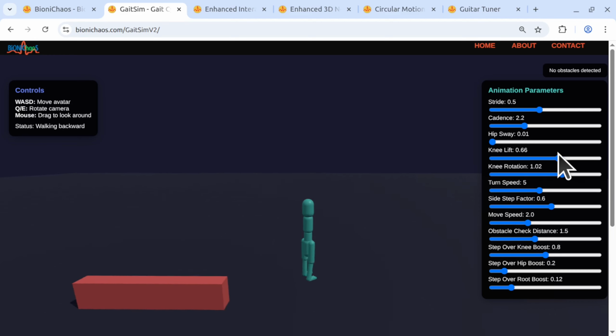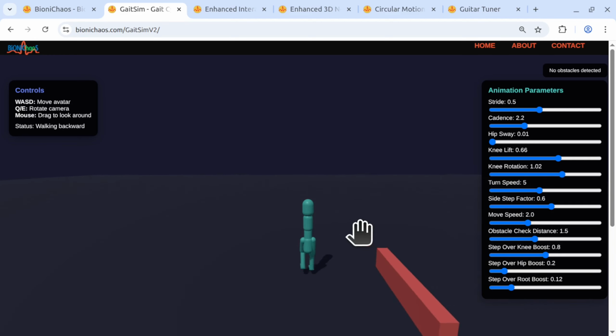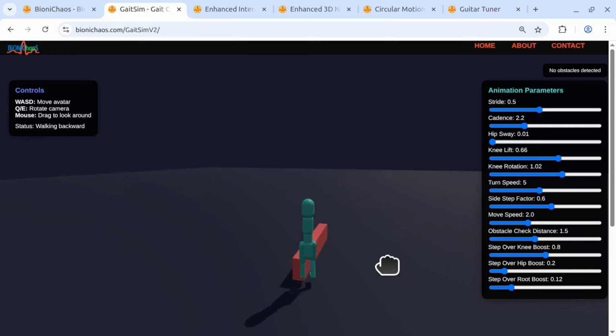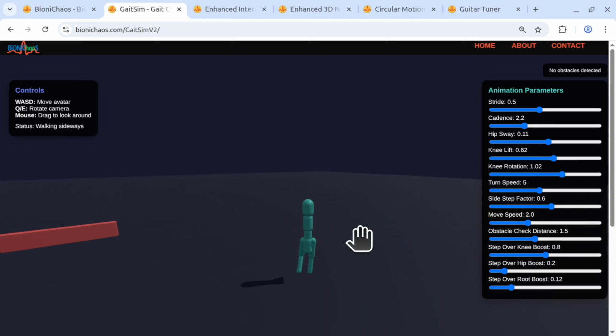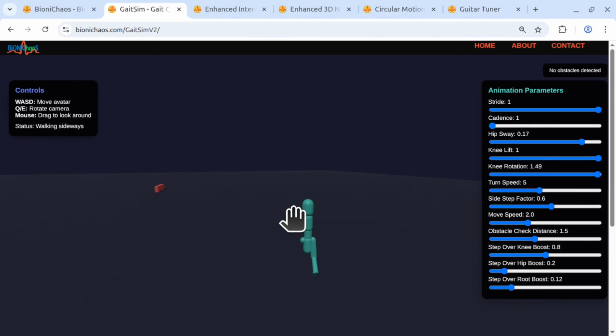That's like weird. Yeah, the controllers are weird. There's a lot of weird things. Yeah, you can do hip sway. The controls actually work. You have to kind of walk, knee lift, knee rotation. Where's the move speed? Okay, move speed works.